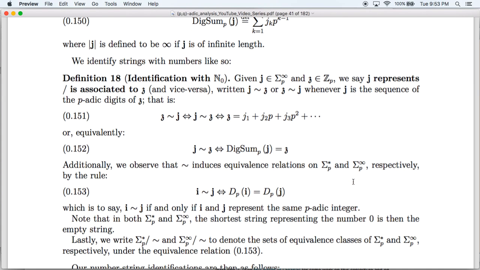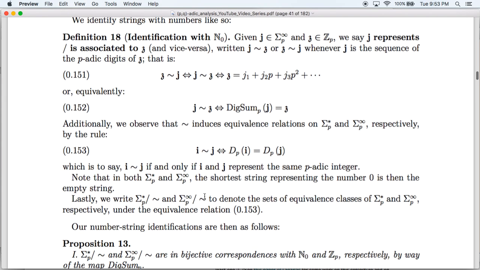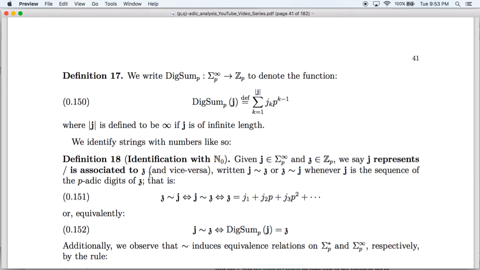In particular, we say that two strings are equivalent whenever, this should be digit sum p, my bad, we say two strings are equivalent whenever they represent the same integer. This is something important. If I have a rational integer, it's going to have only finitely many p-adic digits. So, for example, in the 2-adics, the integer 3 is represented by the sequence 1, 1. However, using digit sum 2, note that the string 1, 1, 0 also represents 3.